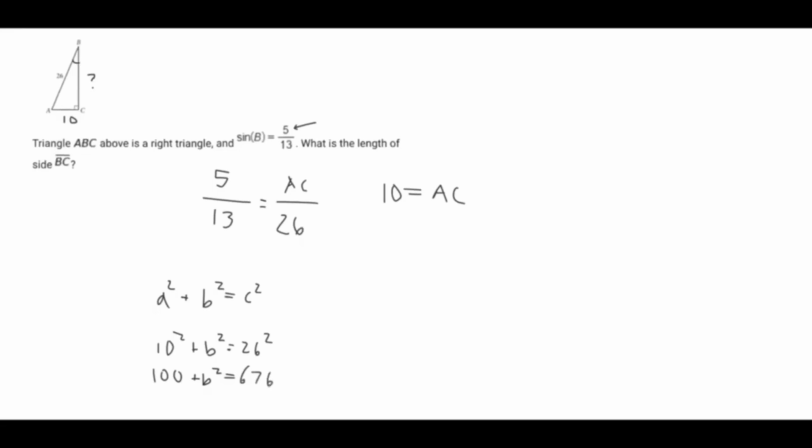And so if we just rearrange this equation, we get B squared equals 576. And if we take the square root of both sides, we can find that B is equivalent to 24, and therefore 24 is our answer, in which case that is the side length of side BC.